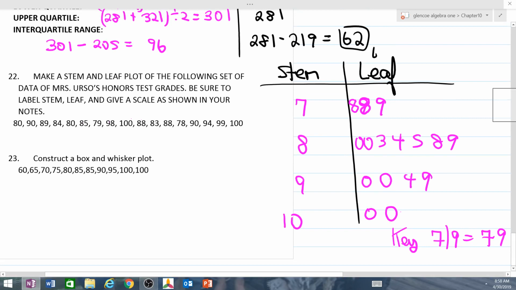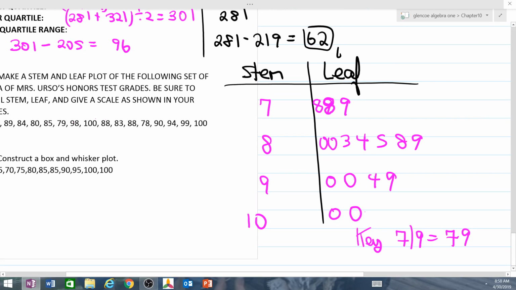Do not put commas between the numbers. That's not what you do. Make sure you label the grade. Make sure you label the graph or you will lose points.